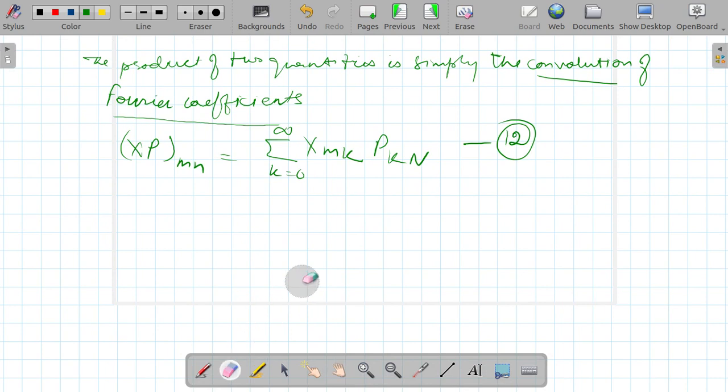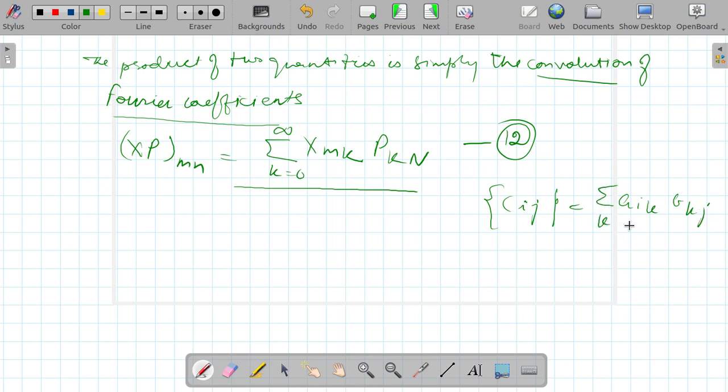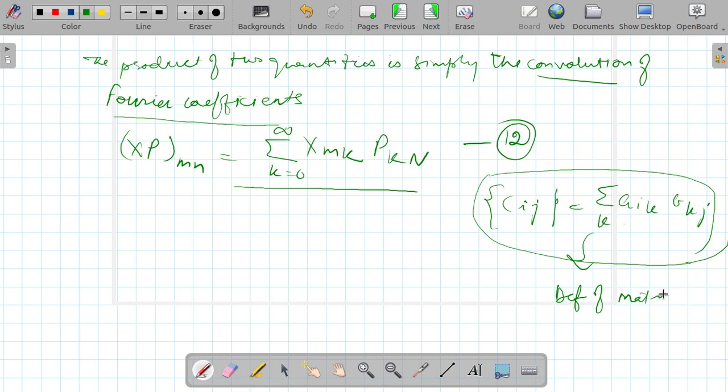And if I recall, C_ij can be written as the sum over k of a_ik b_kj. So this is the definition of matrix product. This is the definition of matrix product. So that means this part which we are getting looks like a matrix product.